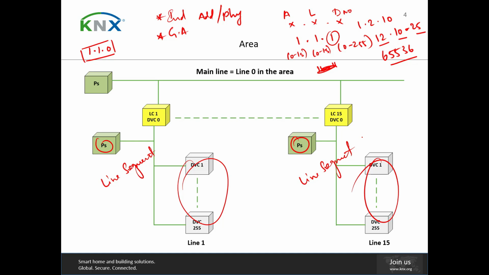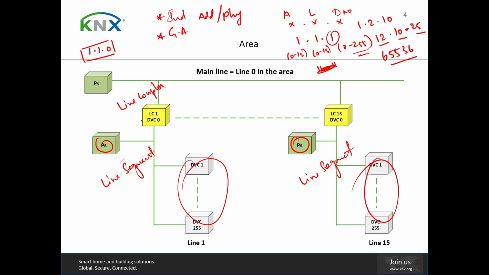So for that, we cannot directly connect because we know that in one line you cannot have more than 255 devices. So you cannot have these lines together. So we had something called a line coupler. Okay, so this line coupler will carry the address.